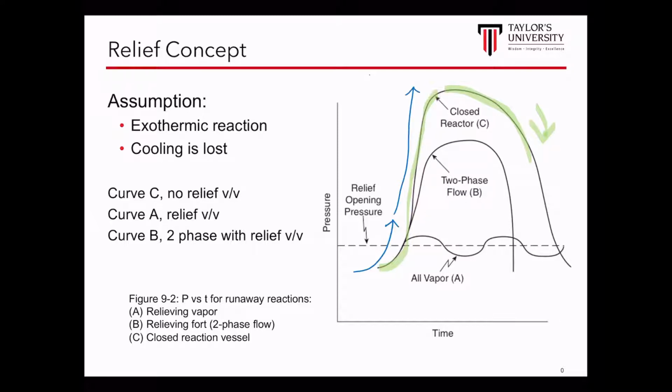However, if we have a relief valve installed, in this case, we look at all vapors. When we have a relief valve, we set a relief opening pressure. So the chemicals will go up, hit this line, and it will open, so the pressure will release. Then when it comes back down, the valve will close back, so the pressure drops and it will start to build up back.